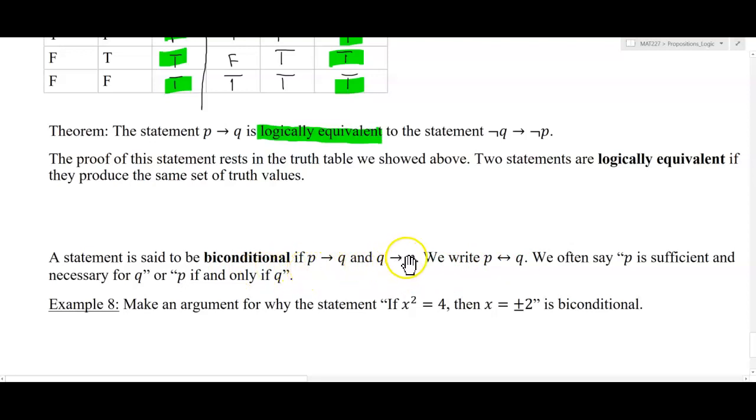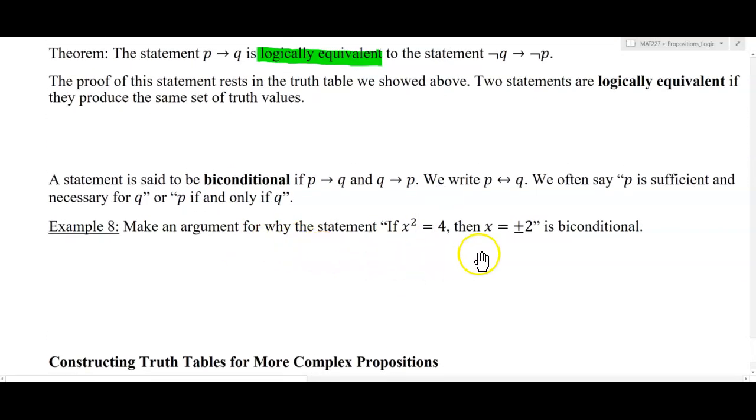Bi meaning their implication goes both ways, and sometimes you'll see this arrow, and sometimes people will say P is sufficient and necessary for Q. Basically, P is sufficient for Q to happen, but P is also necessary for Q to happen, and you often see people say if and only if. So if you've seen that before in mathematics, I'm sure you have at some point in your math career, then this is where that all comes from.